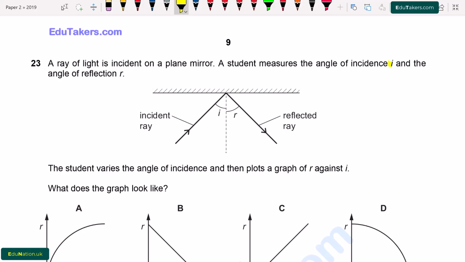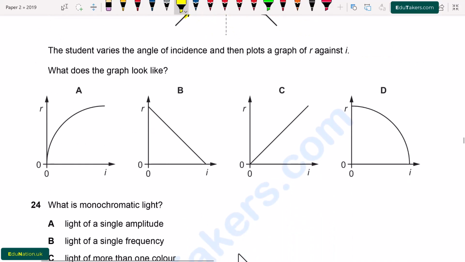Question number 23. A ray of light is incident on a plane mirror. The student measures the angle of incidence I and the angle of reflection R. There is a plane mirror and this is the incident ray. It makes angle I with the normal ray, while when it is reflected, there is the angle R which shows the angle of reflection. The student varies the angle of incidence and plots a graph of R against I. What does the graph look like?